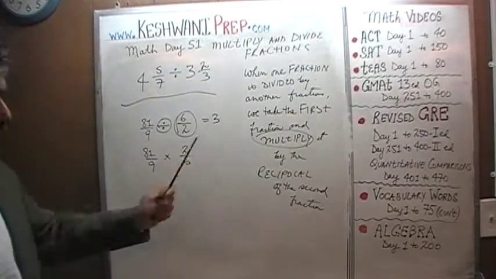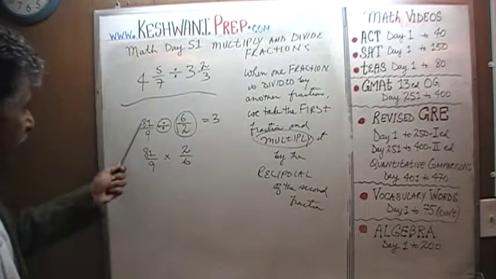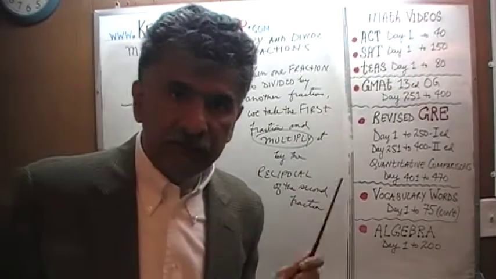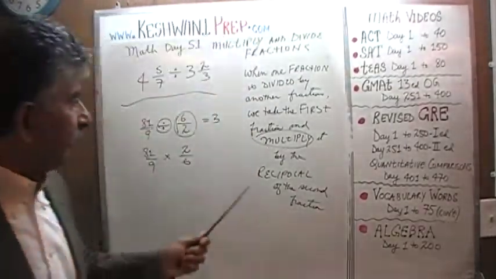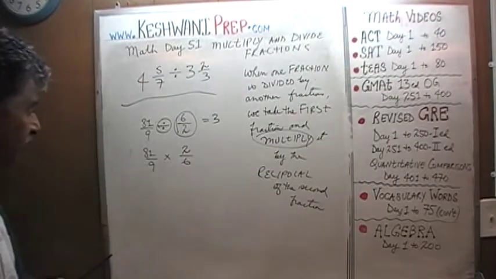And when we do that, we better get 3 at the end, because we know the answer is 3. 81 over 9 is 9, 6 divided by 2 is 3, and 9 divided by 3 is 3. So we know that at the end we should get 3. Let's see if we get 3 here or not.